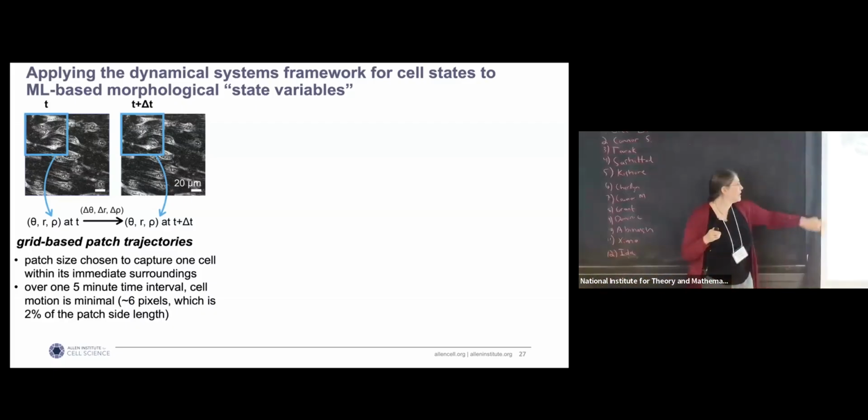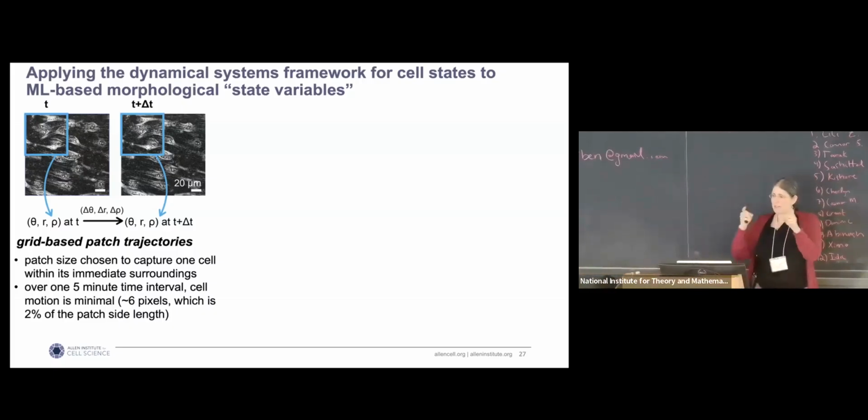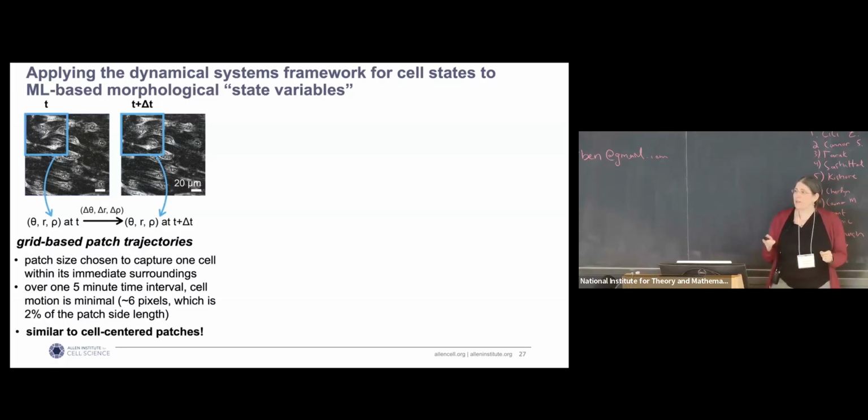But we're going to actually create our trajectories in a grid-based manner because we've chosen the patch size to capture one cell within its immediate surroundings. And because over one time point to the next time point, we move a very, very small distance. We have done an extensive control where we compare this to cell-centered patches. Please talk to me about that at the end. This is incredibly important for us to be able to make biological interpretations out of this approach.